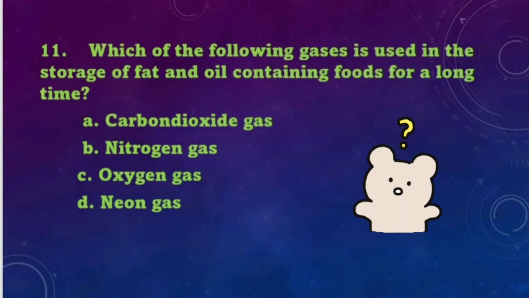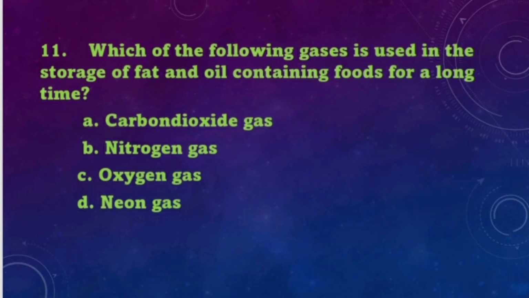Question number 11. Which of the following gases is used in the storage of fat and oil containing foods for a long time? Options are option A, carbon dioxide gas, option B, nitrogen gas, option C, oxygen gas, and option D, neon gas. The answer is option B, that is nitrogen gas.